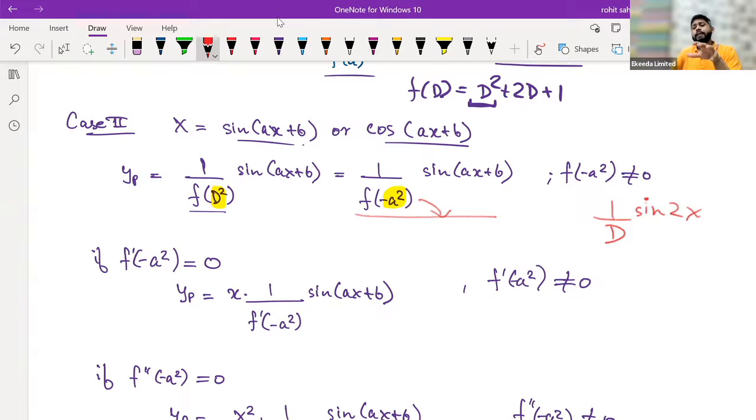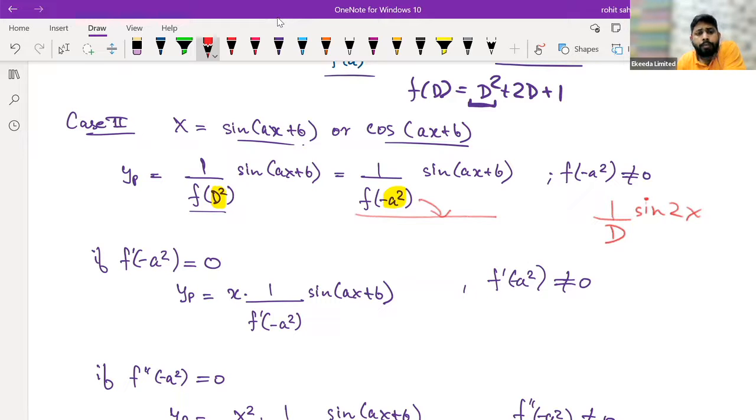So 1 by d, d means differentiation, so 1 by d will mean integration of sine 2x, which will be minus cos 2x by 2. Similarly, if it is 1 by d square, which should not be here, but let's say if you have 1 by d square, it means double integration, or if it is simply d, that means you need to differentiate this like that. Fine. So we'll see one question and then the things will be clear.